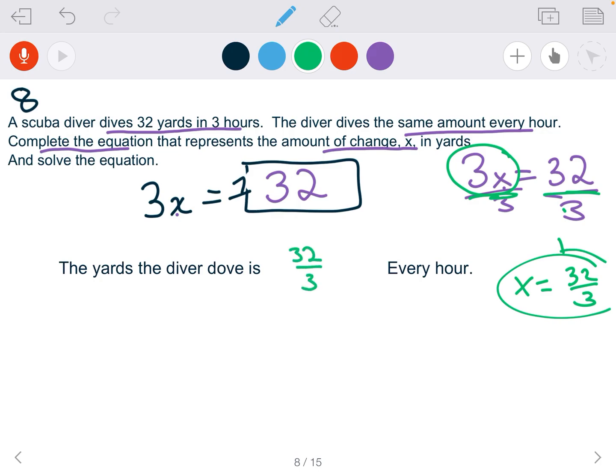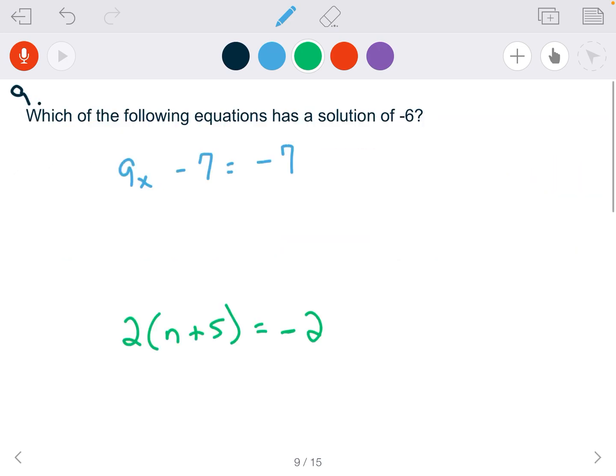I promise you on your test it's going to be a better number to use, but I was making these up. So set up your equation. The total amount is going to be what equals, and then you solve for x by dividing by whatever number of hours they're giving you.